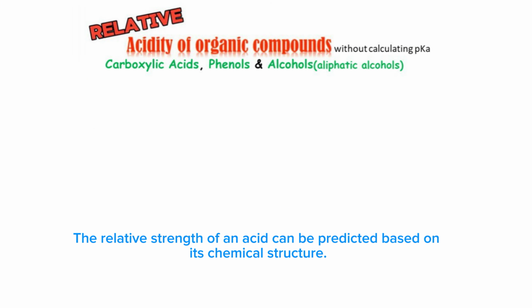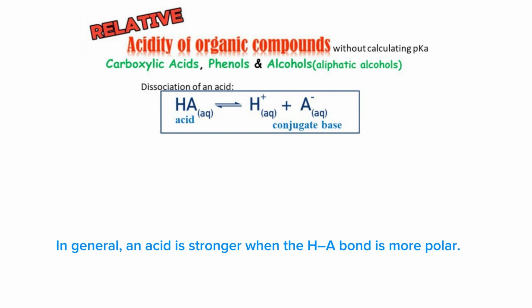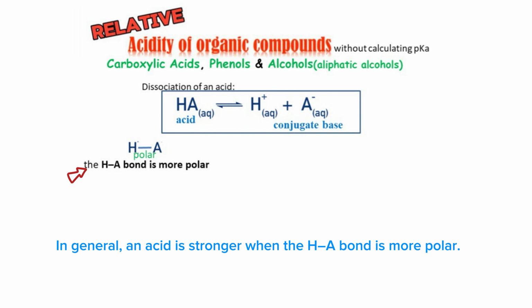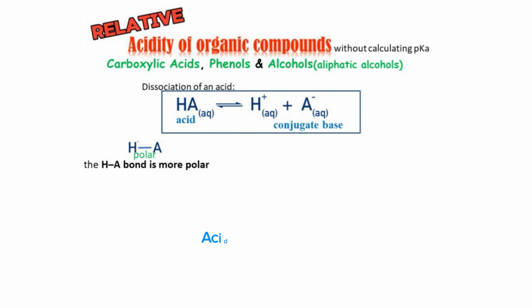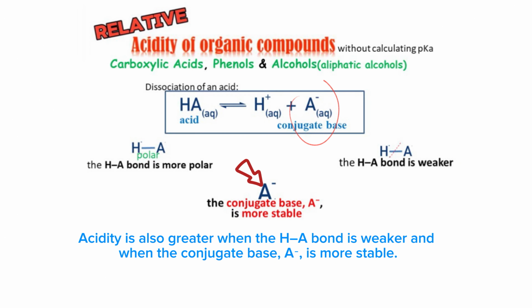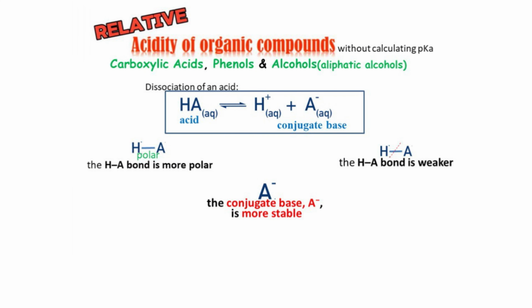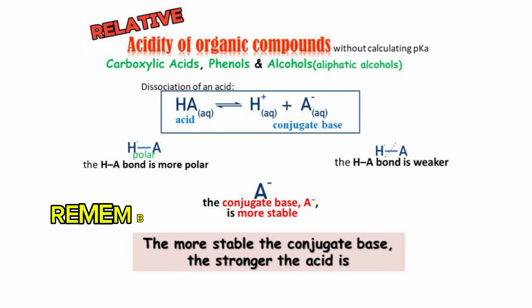My dear students, the relative strength of an acid can be predicted based on its chemical structure. In general, an acid is stronger when the H-A bond is more polar. Acidity is also greater when the H-A bond is weaker and the conjugate base is more stable. To determine the acidity of a compound, we need to compare the stability of the conjugate bases. Always bear in mind that the more stable the conjugate base, the stronger the acid is.